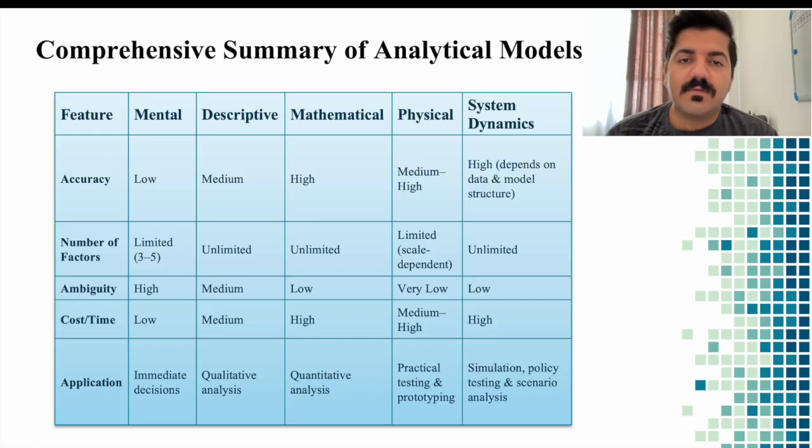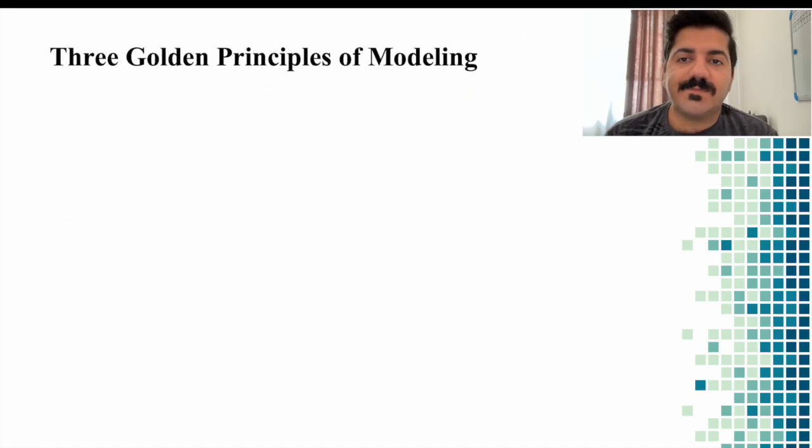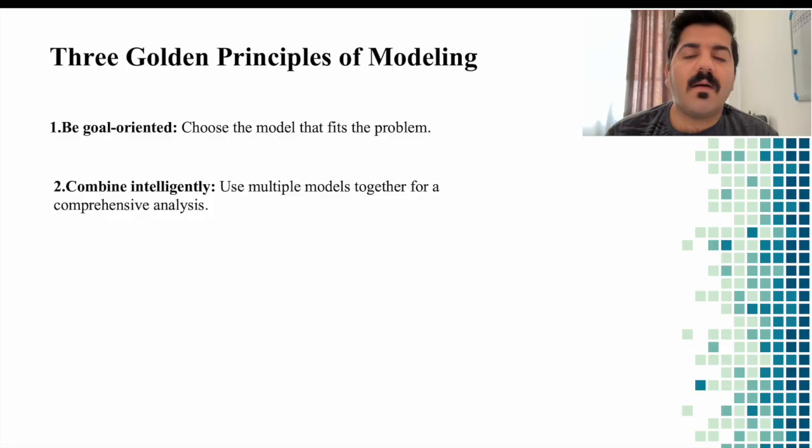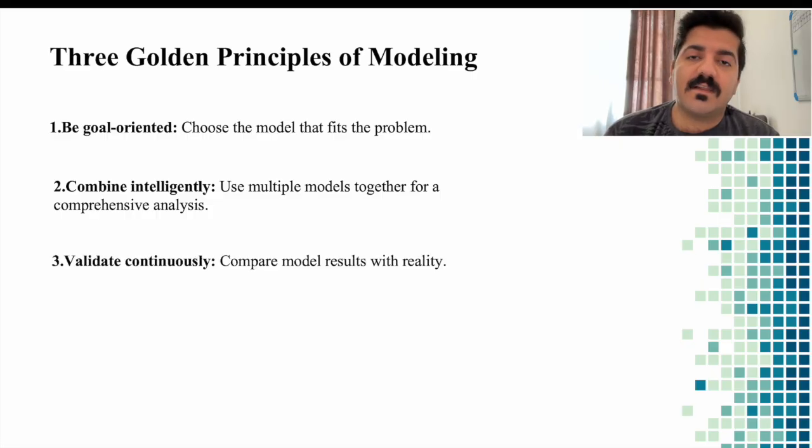At the end, I want to announce 3 golden rules that make modeling effective. First is pick the right tools. It means use a mental model for quick decisions and system dynamics for complex simulations and complex forecasts. Second is mix models smartly. Combine descriptive writing with math equations for fuller insights. And third, always reality check. Test if predictions match real-world results.